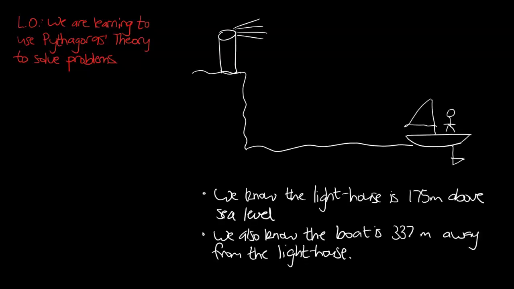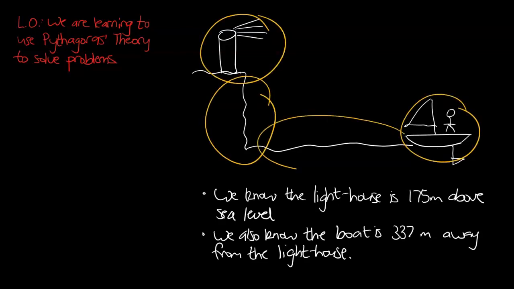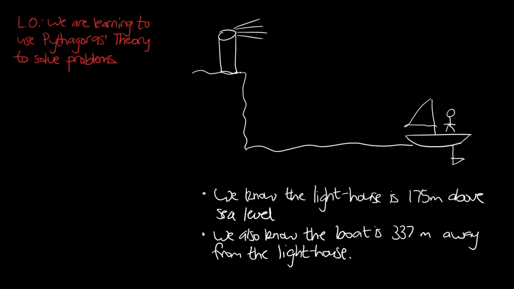And I've got the question here. We can see up the top is meant to be a lighthouse, and this is meant to be a boat, and that's a cliff, and then I suppose the rest is the ocean. We're going to look at that context.